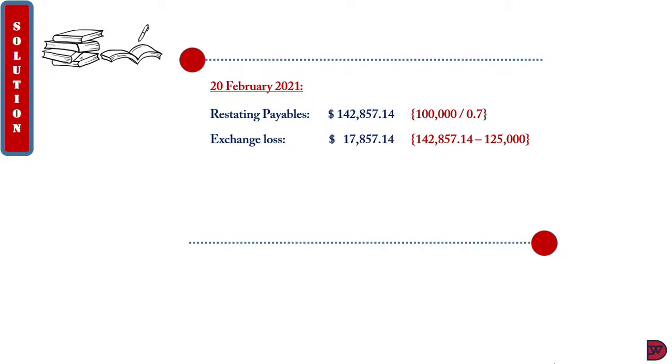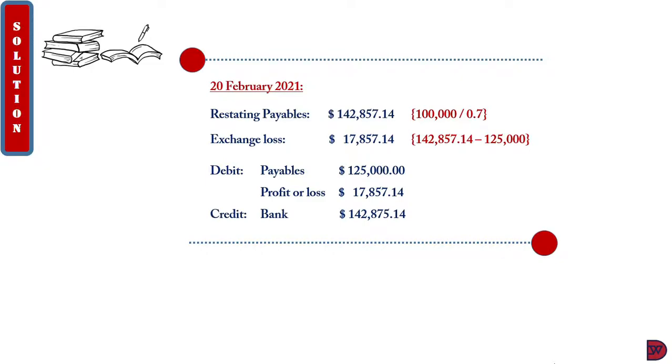Okay, so there will be an exchange loss of $17,857.14. So we have to record this exchange loss. So what we do is that we'll have to debit the payables with the $125,000 that is captured in our books. We'll come to the profit or loss, record the loss, which will be a debit of the difference of $17,857.14. Then we'll credit the bank with the recent converted amount of $142,857.14. Let's test our understanding again.